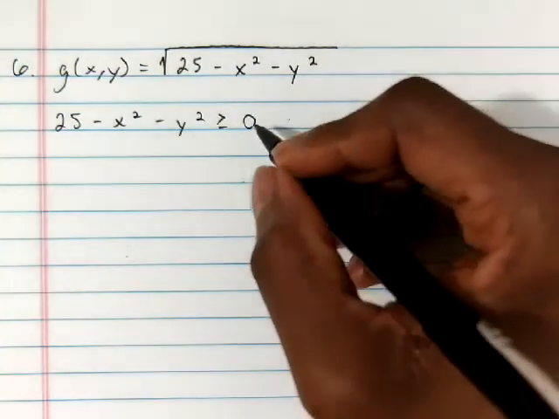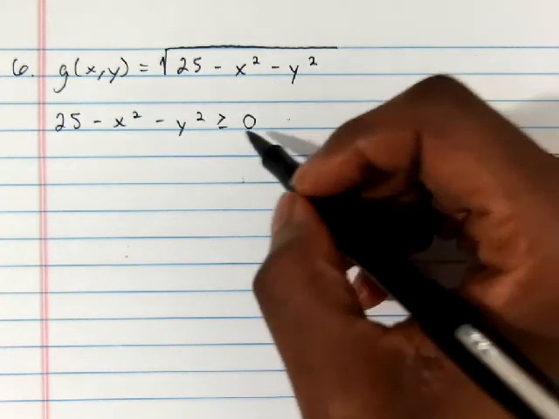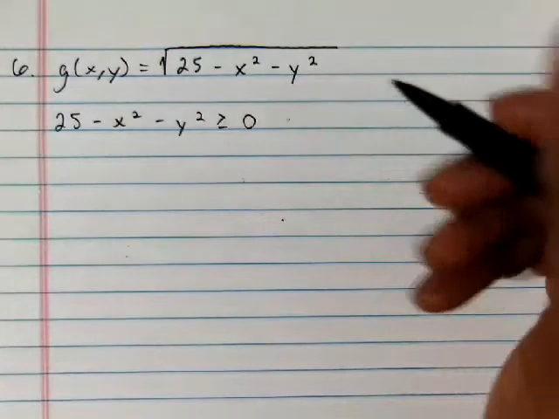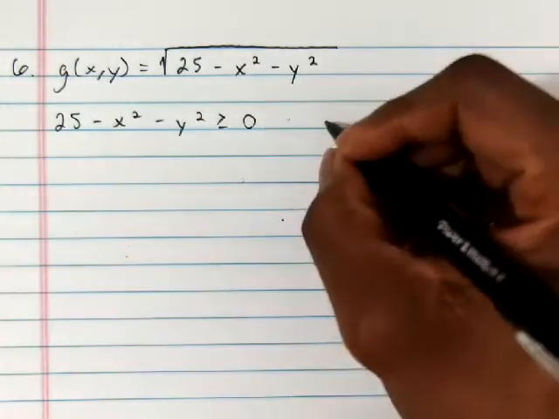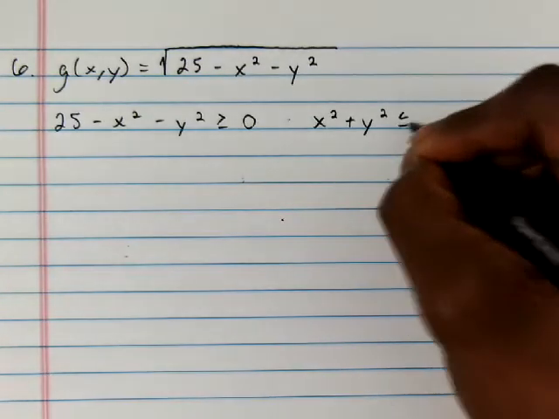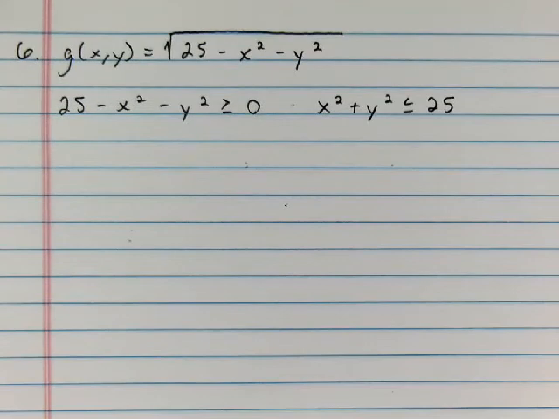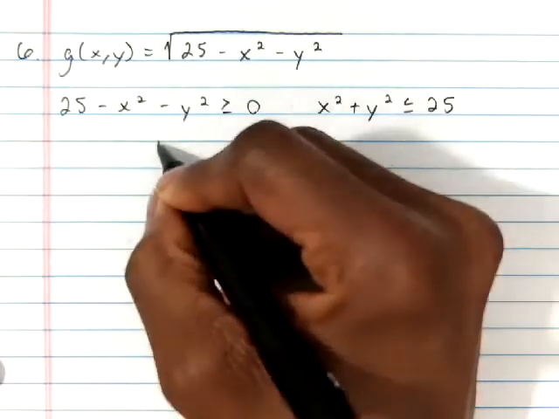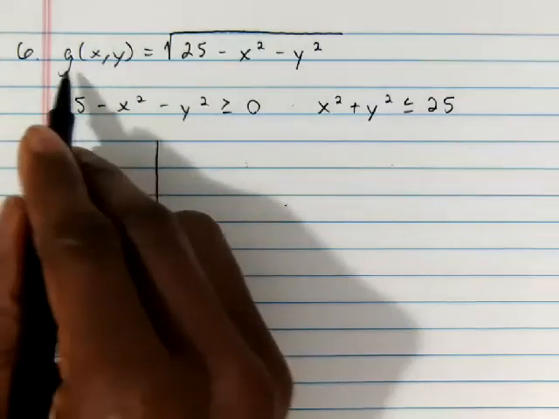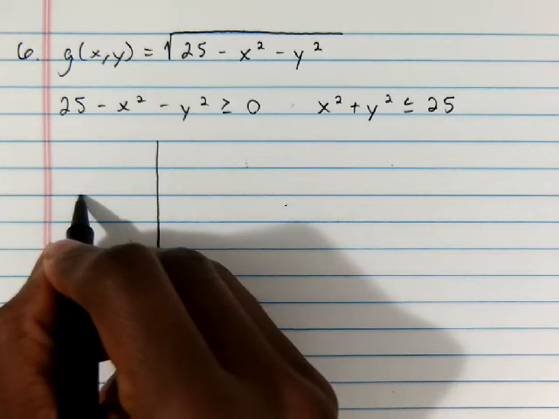Oftentimes, especially later in the course, we'll want to see what our domain looks like versus just writing it down. So let's rewrite this as x squared plus y squared is less than or equal to 25. I'll go ahead and sketch this one since I just mentioned it. We're just sketching our domain, not the function. Those sketches look very different.